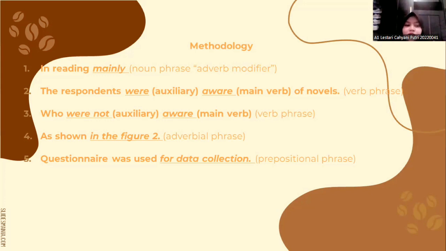"Who were not aware" is included in the verb phrase because "were not" is the auxiliary and "aware" is the main verb. And the fourth, "as someone in the figure two", in this sentence is an adverbial phrase because "in the figure two" is the adverb of the sentence. And the last, "questionnaire was used for data collection", includes a prepositional phrase because "for" is the preposition.